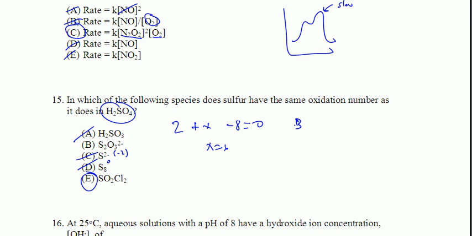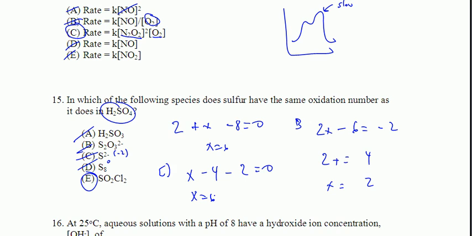For B, that's going to be 2x minus 6 equals -2. So 2x in this case is going to be equal to 4, and there x is 2, so we know it's not B. Let me show you why E is right. x minus 4 minus 1 for the Cl's equals 0. We know x would have to be 6 in that case.